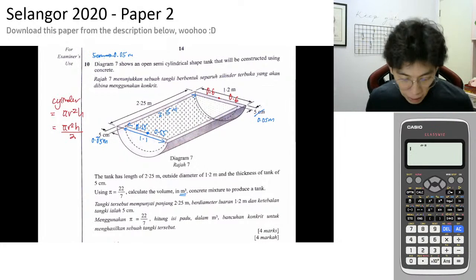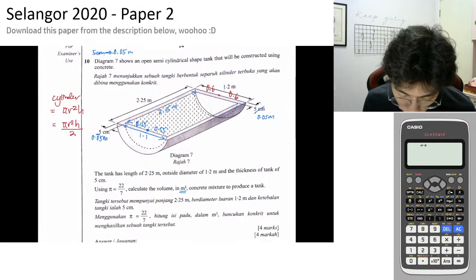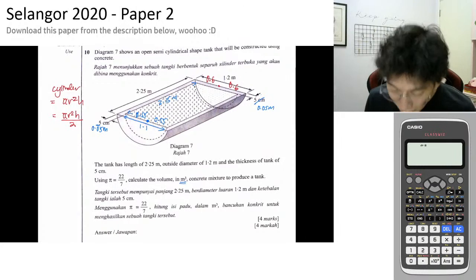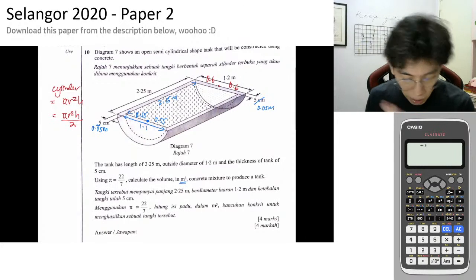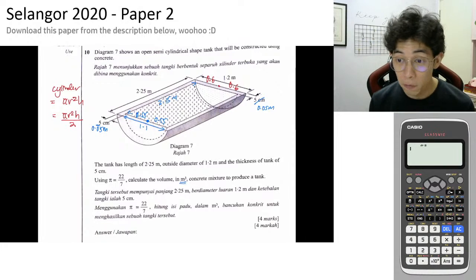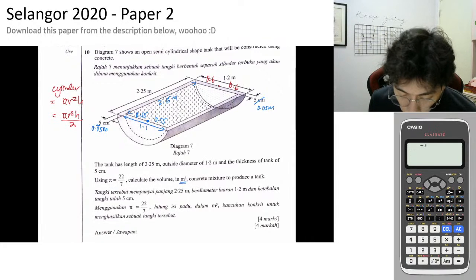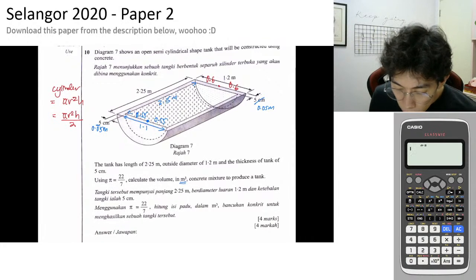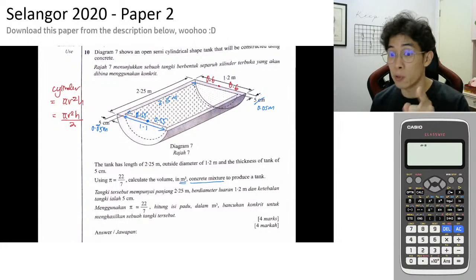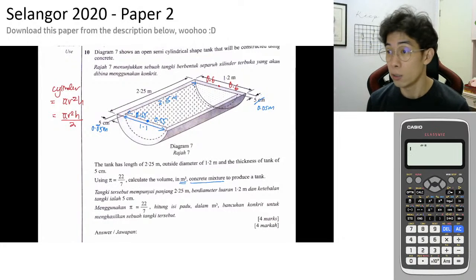Okay, right? And then now I can do my question already, because they say the tank has a length of 2.25 meter. That one I know already. Outside diameter is 1.2 meter. I know that. Thickness of the tank 5 cm. I know that as well. That's why I fit all the information. And then calculate the volume in meter cube. That's why I change to meter. Concrete mixture to produce a tank. So they want you to produce this tank. That's why you have to minus.